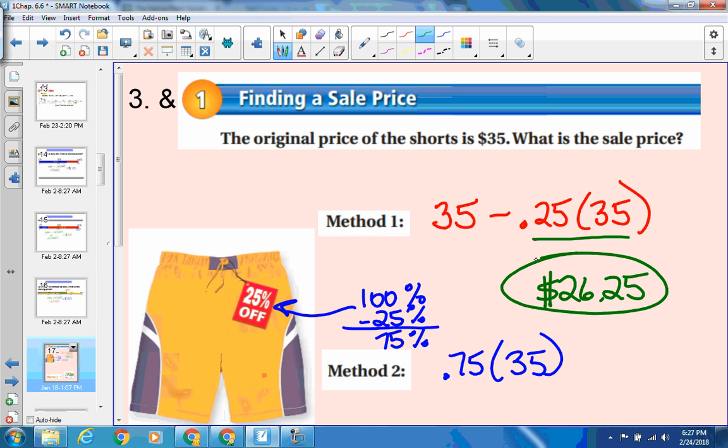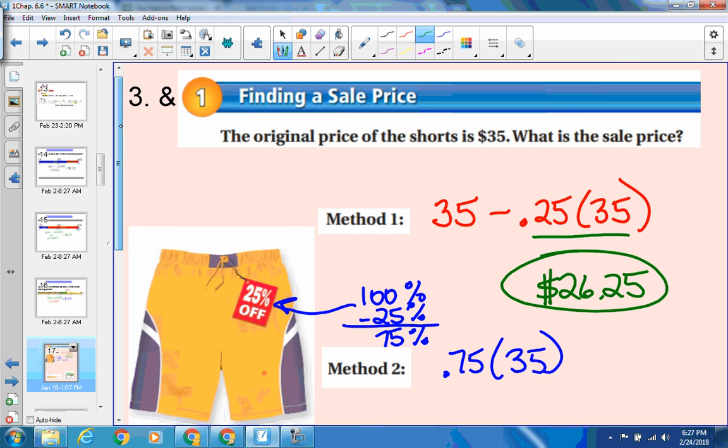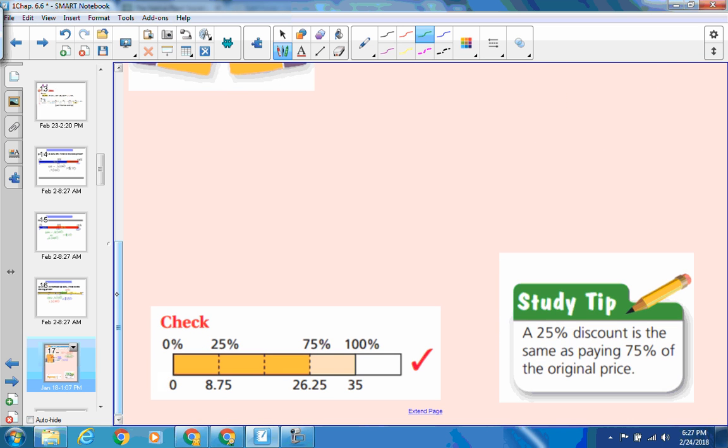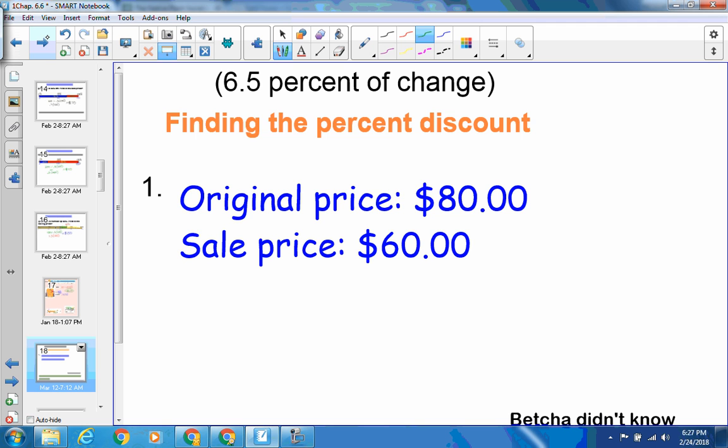So you decide which method you prefer. This is just showing the little study tip about the percentage you're paying is 75% and showing a percent bar that this is where you end up at 75% of $35. Okay, let's go on to find the percent discount on your foldable.